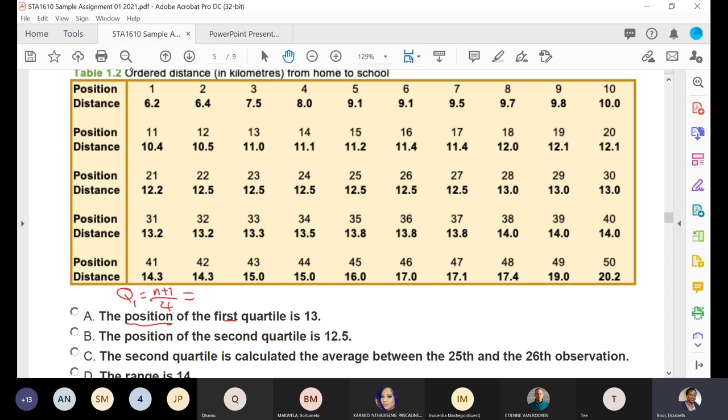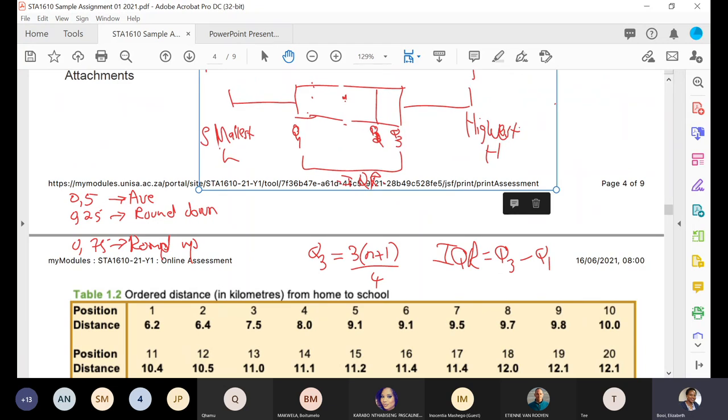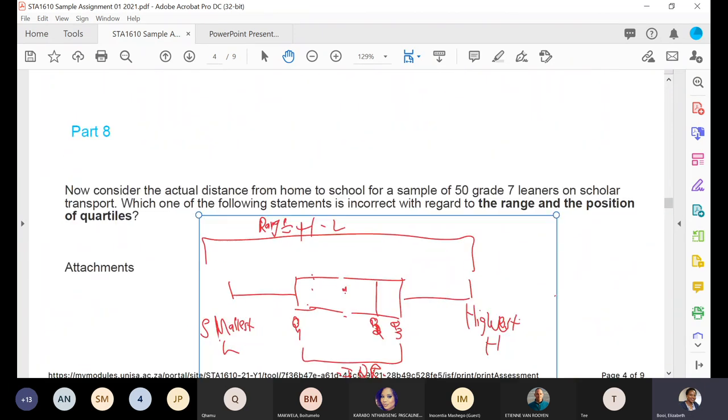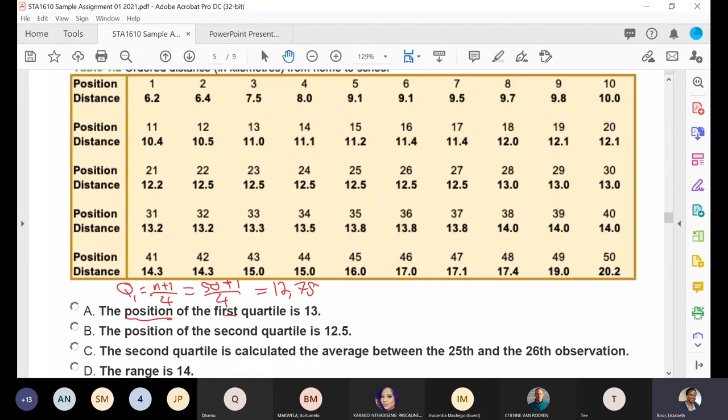So how many are there? There are 50 plus 1, divided by 4. Calculate and tell me what the answer is. 12.75. Remember, we're looking for the position. So the position should always be the position that you find. And remember, we also did, if it's 0.75, we round up, only when we go look for the value on the table. Sorry, when we look for the actual quartile number, then we round up.